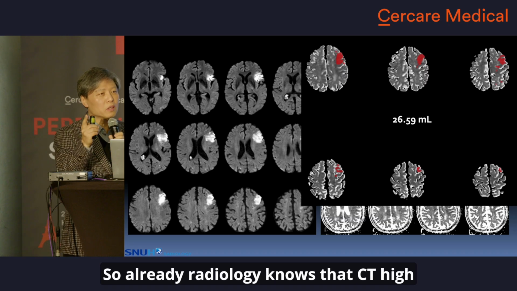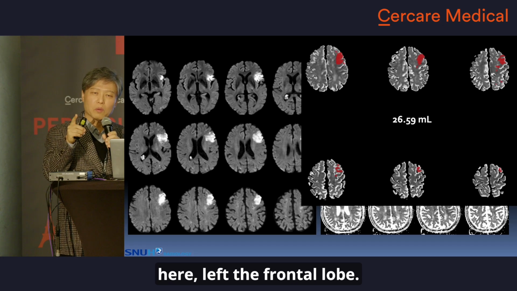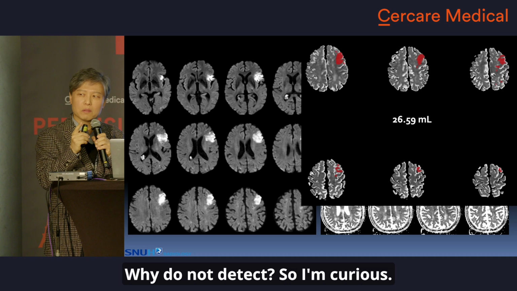So radiologists already know that the CT hypointense region is here, in the left frontal lobe. Why does the CVF threshold, especially RAPID, not detect it? So I'm curious.